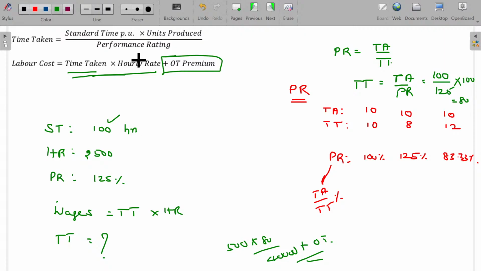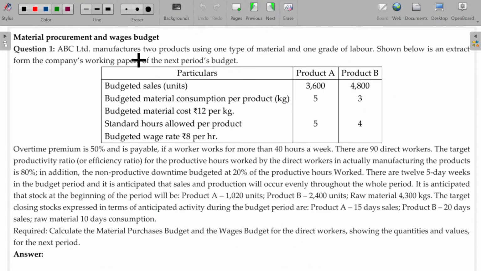So material cost is pretty simple, but for this you have to work a lot. Clear? With this small briefing, let me go for a comprehensive illustration. Then you will be able to understand in a much better way. Question number 1.